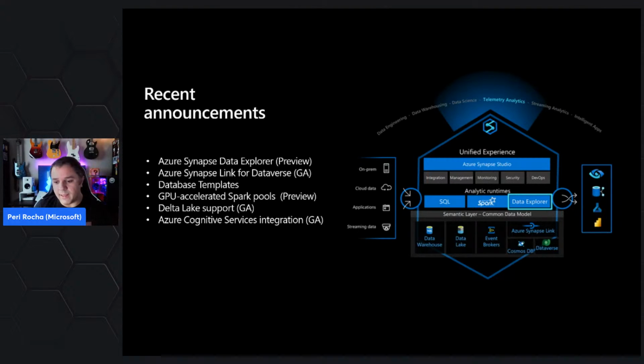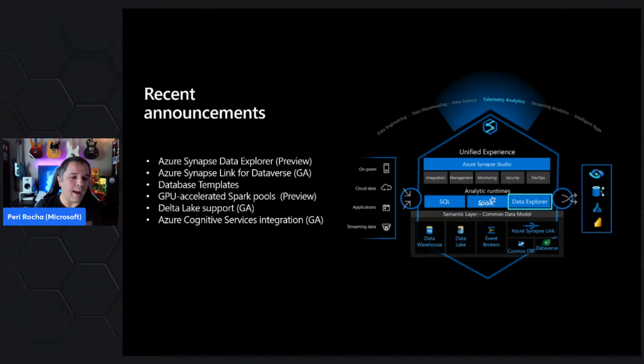If you don't know, Delta Lake allows you to have ACID transactions on the data lake. So if you're using Apache Spark for big data workloads within Azure Synapse, we now have the general availability of Delta Lake within Azure Synapse. This is a really important milestone that we achieved.